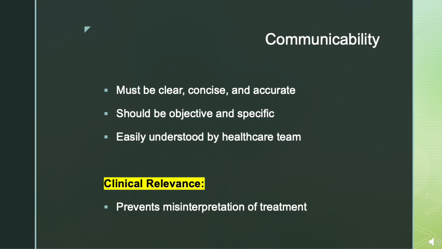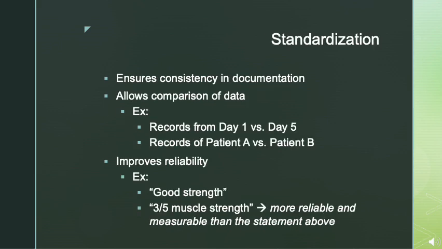Example: instead of writing patient is better, it is more appropriate to write patient improved knee flexion from 90 degrees to 110 degrees. This provides clear and measurable information. Good communicability ensures that any healthcare professional can understand the record without confusion. Standardization ensures consistency in documentation, and this is a very important principle in record keeping. Let us go through each point in detail.